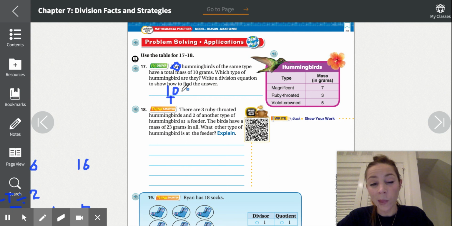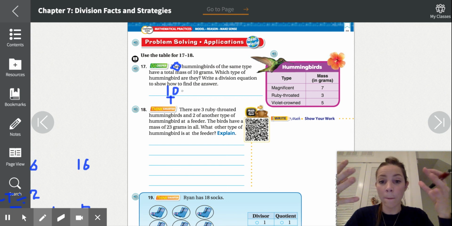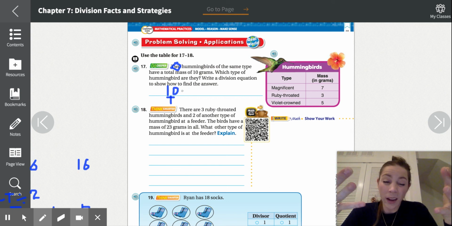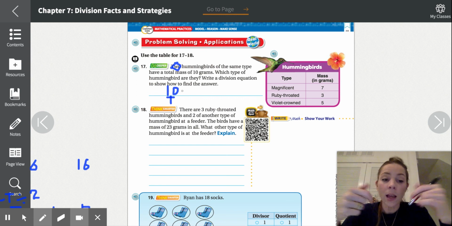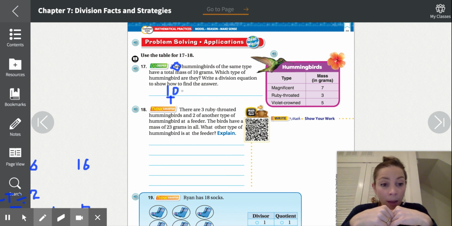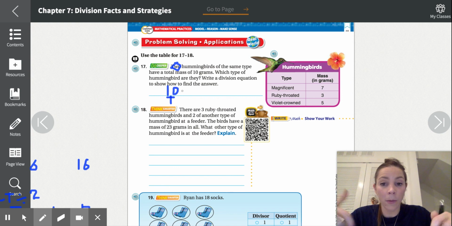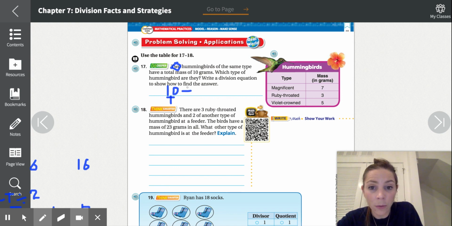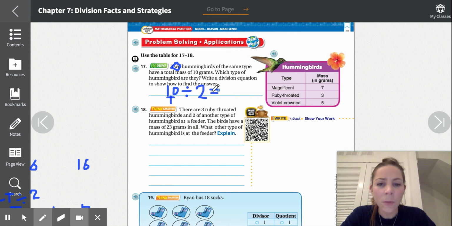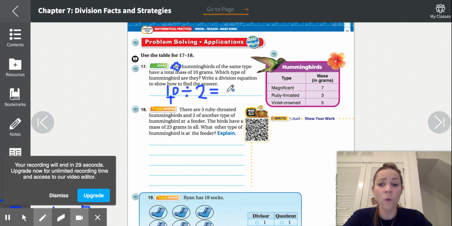So I'm thinking that I'm taking that total mass, and mass means kind of like weight, how heavy something is a little bit, and grams is like a measurement of that weight. So I'm taking that total weight and I'm going to split it amongst the 2 hummingbirds. So that's like division. So I would do divided by the 2 hummingbirds. And so how many are going to be for each one? Well, 10 divided by 2, if you split it in half, that would be 5 plus 5 for each one.